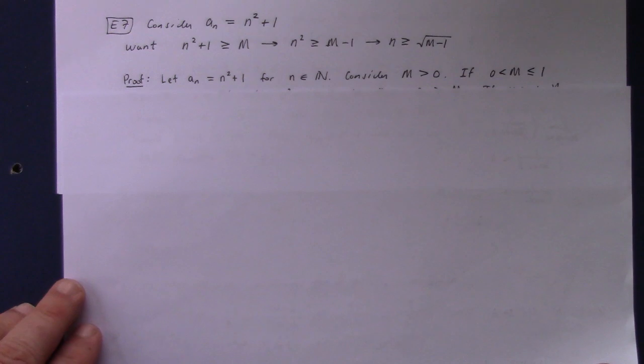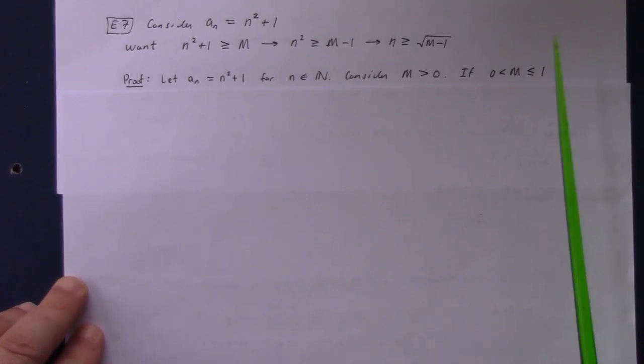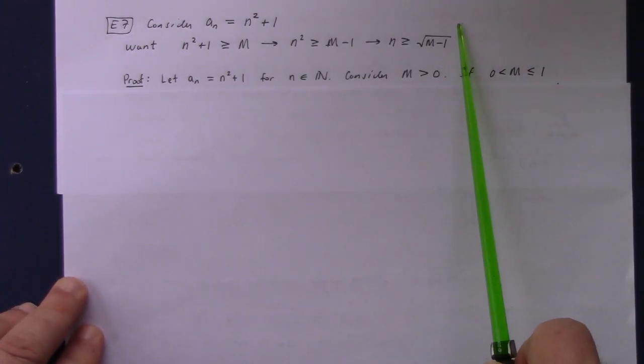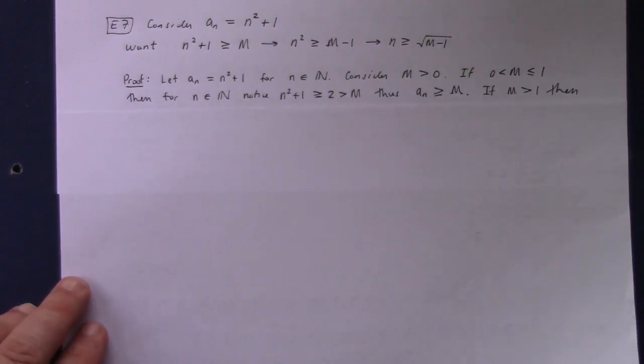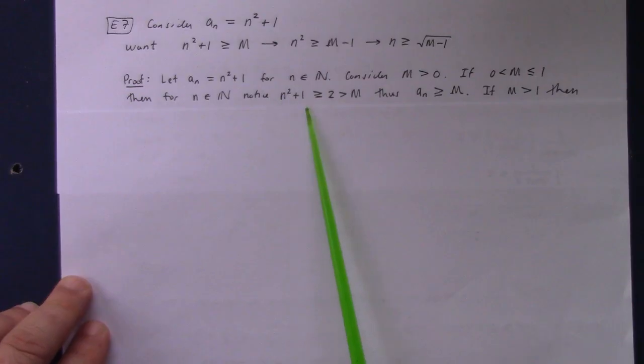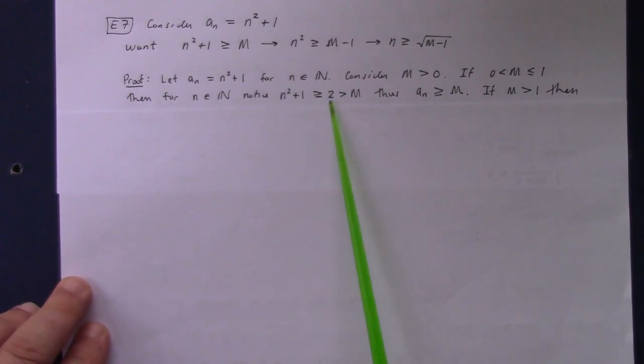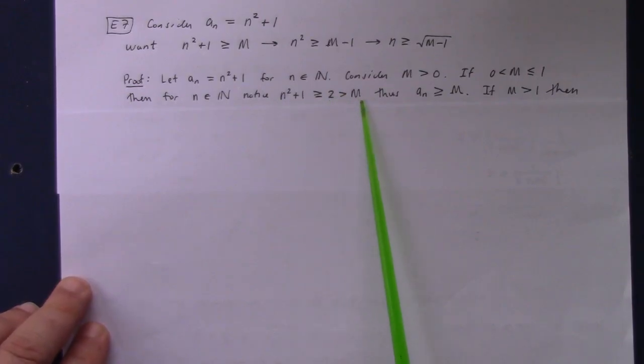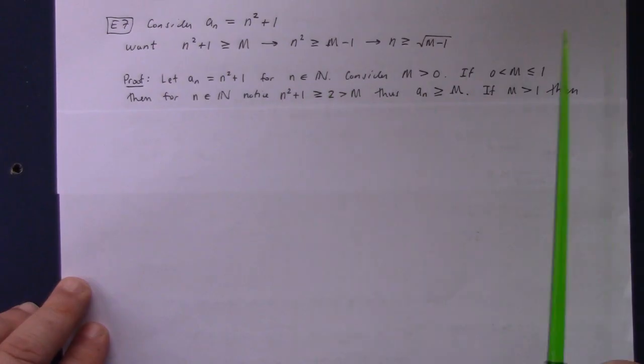Let a sub n equal n squared plus 1. Consider M greater than 0. So I said, okay, I'm going to look at two different cases. The one case is M between 0 and 1 inclusive, right? In those cases, the square root of M minus 1 is imaginary. But in those cases, it's also true that n squared plus 1 is greater than or equal to 2, which, by the way, is greater than M. So clearly the values of the sequence are larger than our positive bound.